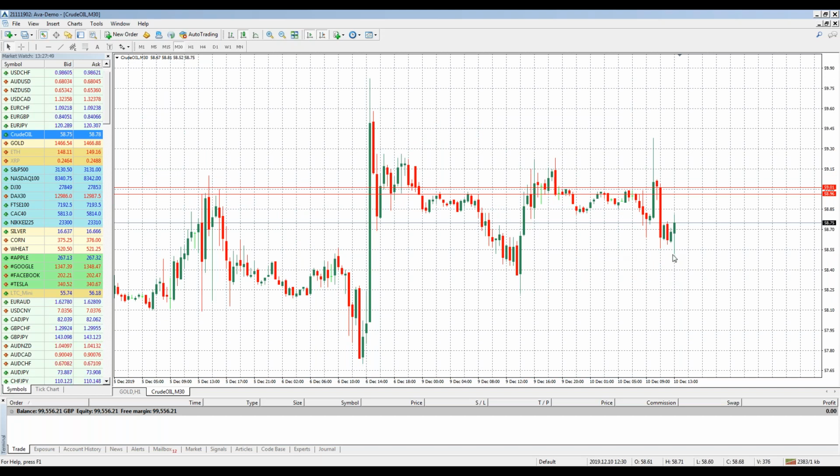You see, it came down here, it bounced back up some. It did not reach the support. If the news doesn't change, okay?